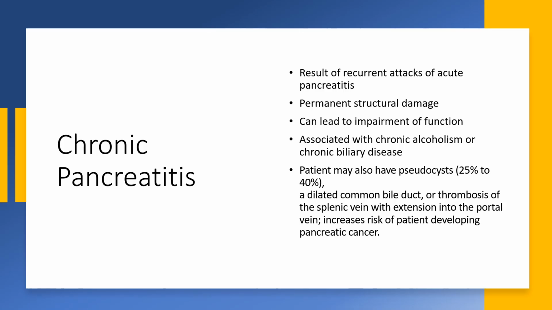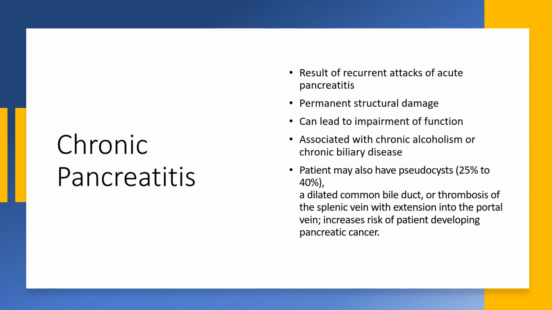Now, chronic pancreatitis is a little different. This is going to be the result of recurrent attacks of acute pancreatitis. So they've had pancreatitis a number of times, and they end up with chronic pancreatitis. This can lead to impairment in both the exocrine and the endocrine function. So they're at a higher risk for developing diabetes mellitus and also for developing pancreatic cancer.